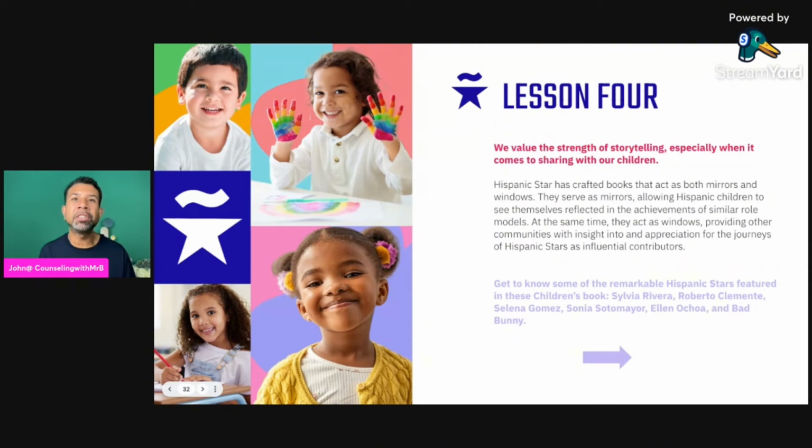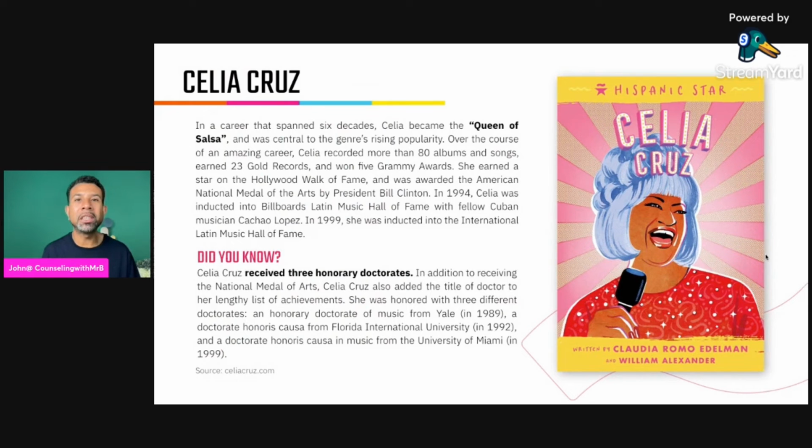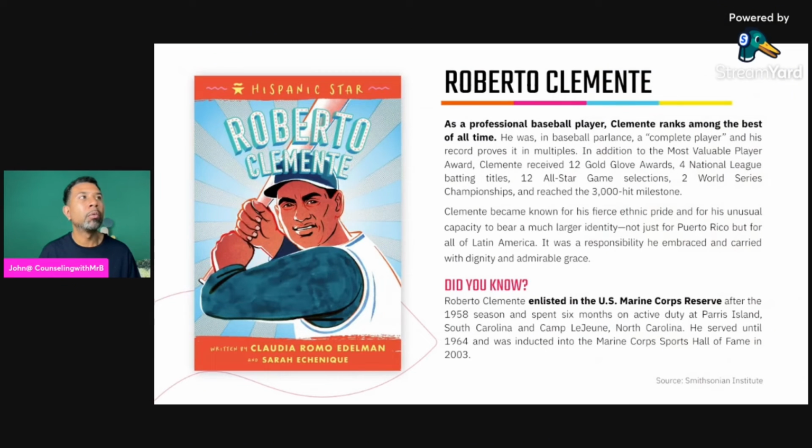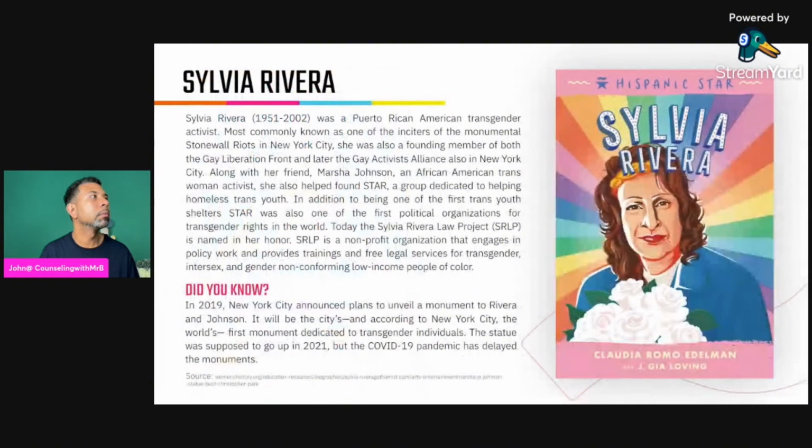They do have children's books that they focus on in this lesson, but it's more specifically talking about important characters and influential people in Hispanic culture. Some of these people are sports athletes, actors, or people who work in government or other influential areas. So they have little books that you can see. Celia Cruz, Roberto Clemente. It gives fun facts. It introduces the book to the students.